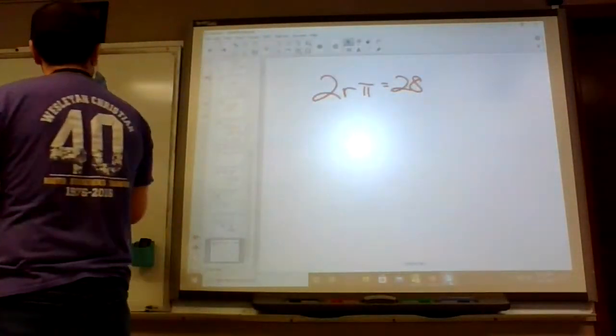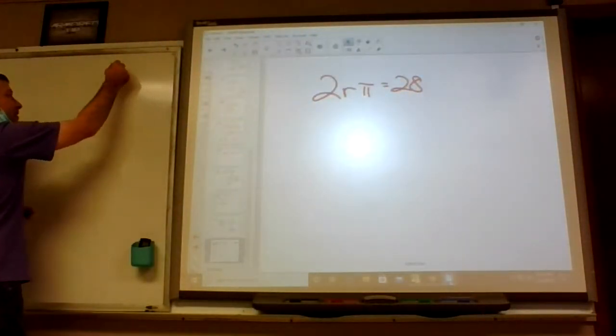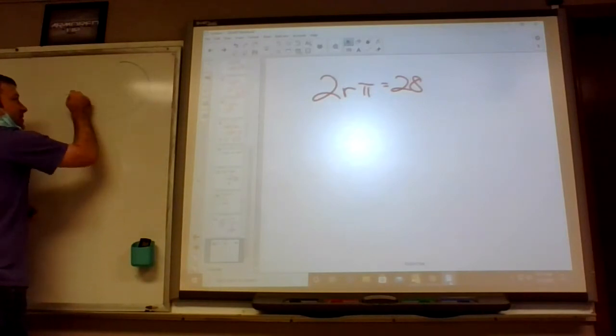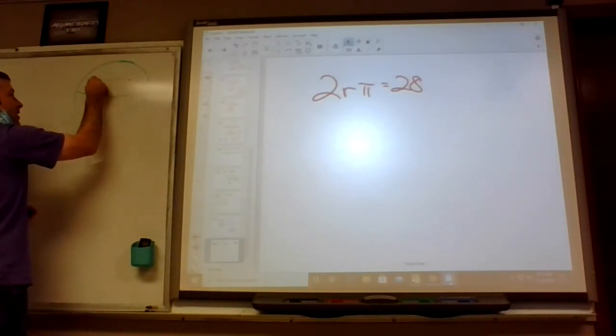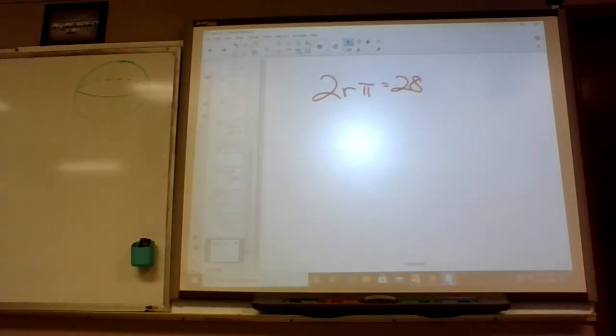Okay, we're talking about spheres today. Do you guys know what a sphere is? No. It's like a ball. It's 3 dimensions. A circle is flat. A sphere is 3 dimensional.